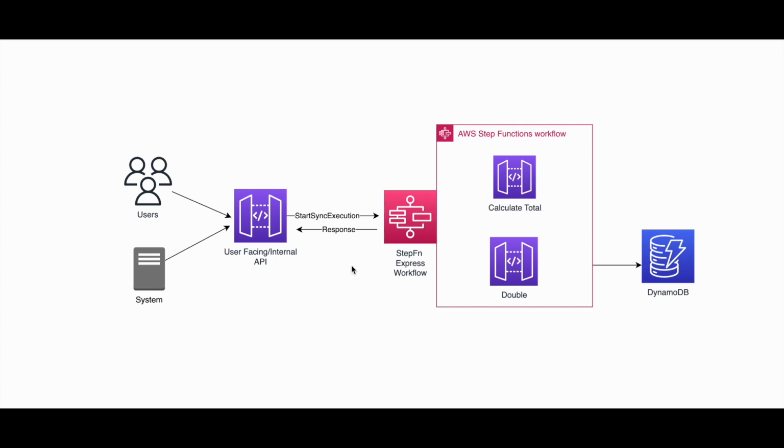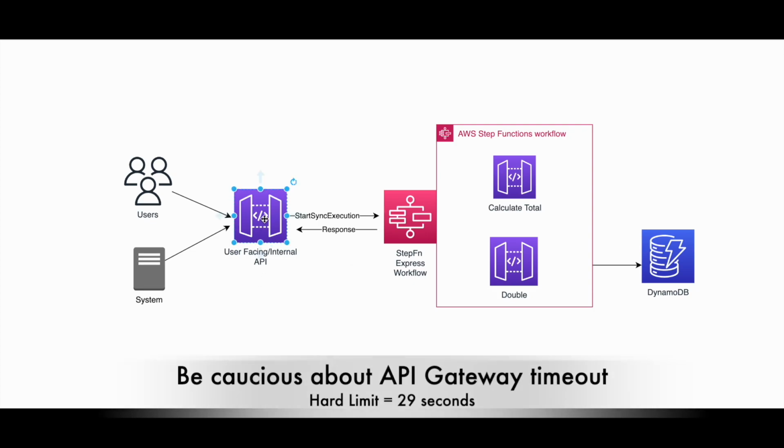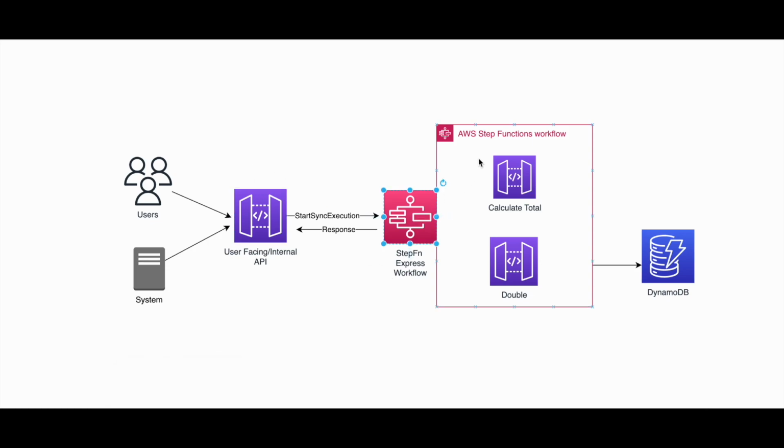However, there's one consideration. As you may know, there's a hard timeout limit at API Gateway, which is 29 seconds. So although your express workflows can go up to 5 minutes, whenever it hits this 29 seconds, API Gateway will throw an error. So you have to be particularly careful about that if you're using this pattern.